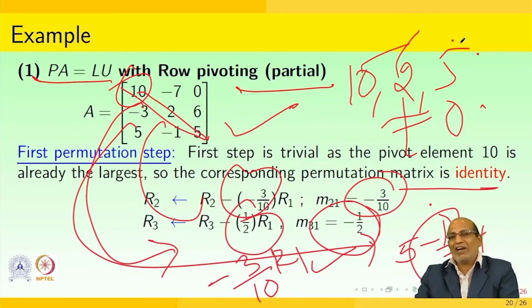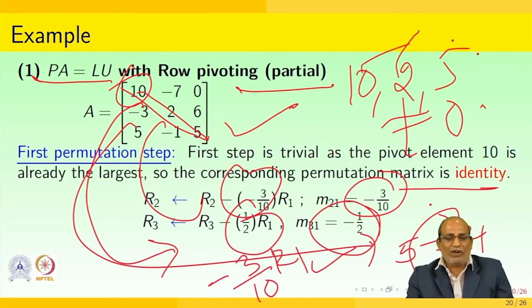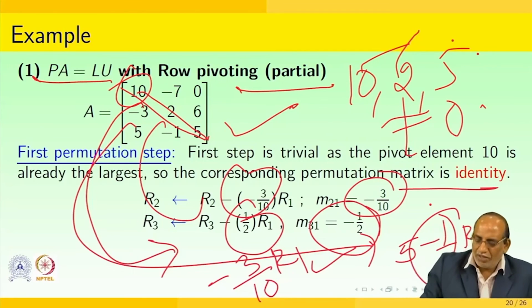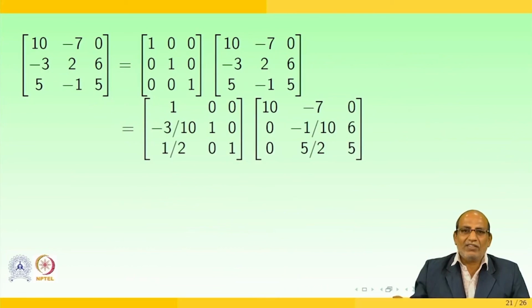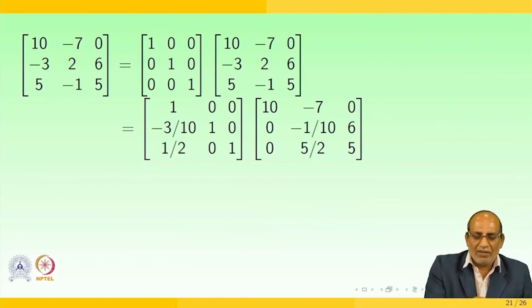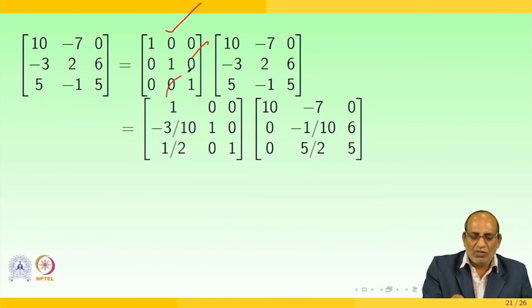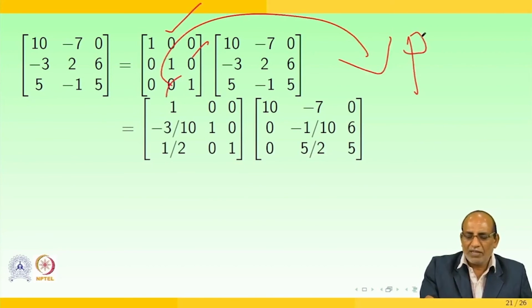Among the three values, 10 is the largest value, so I pick the largest value. The corresponding permutation matrix is an identity matrix. So I do the computation here. This becomes 1, 0, 0, 0, 1, 0, 0, 1, 0. This is the permutation matrix, which I did.